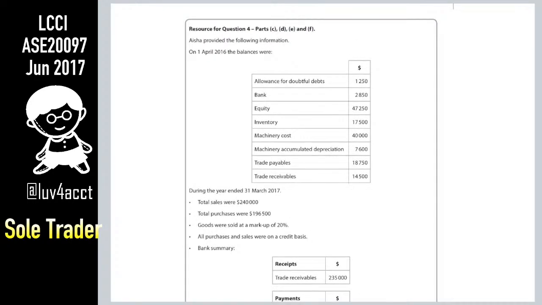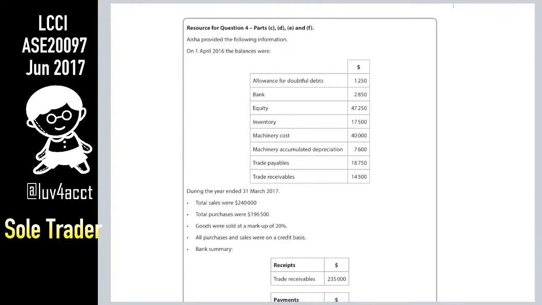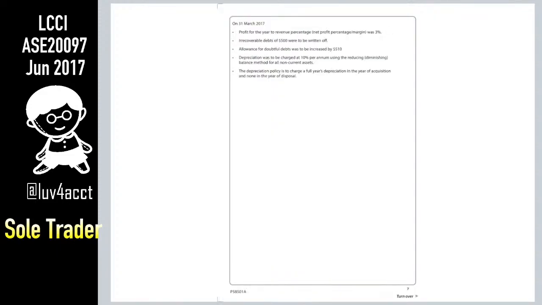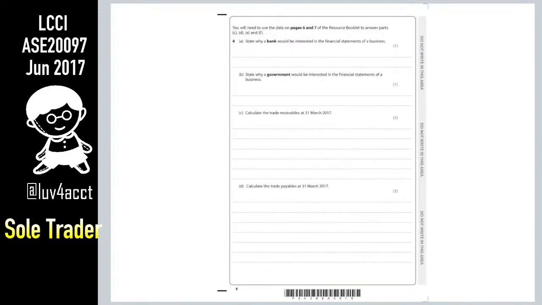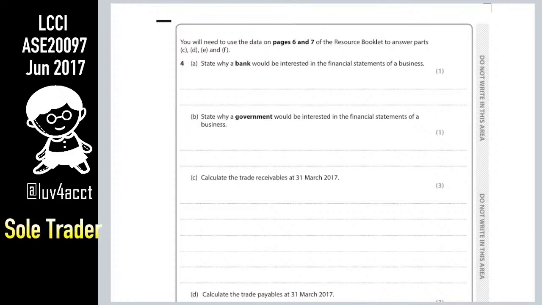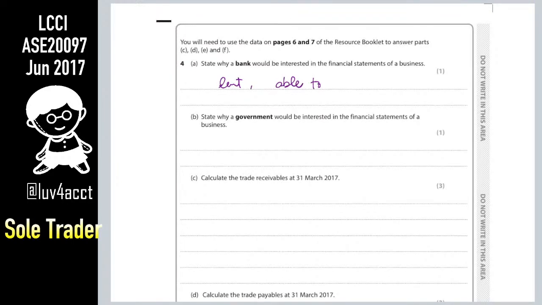So we have this question, single entry and sole trader. We have to state why a bank would be interested in the financial statement of a business. To see whether it's credit worthy, trustworthy, and when money is lent, will the business be able to repay the amount of loan?